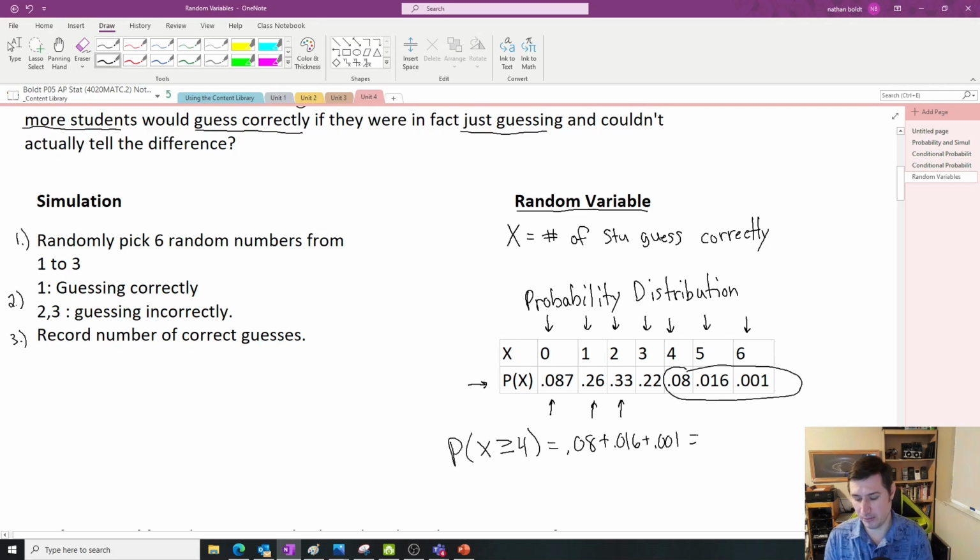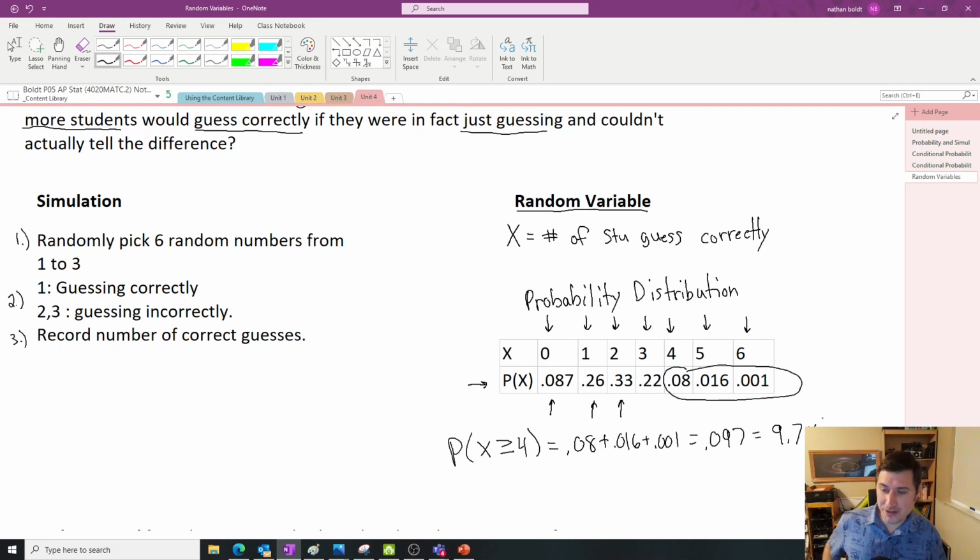I forget what that number is. 0.08 plus 0.016 plus 0.001. 0.097. So there is a 9.7% chance that 4 students would just get the correct answer by simply guessing.